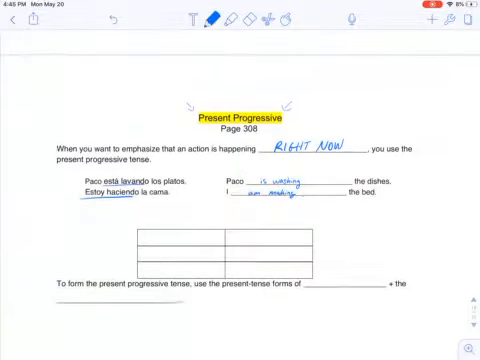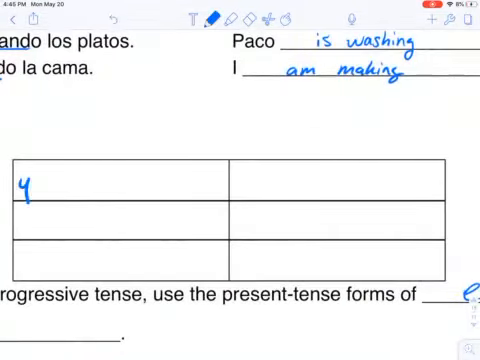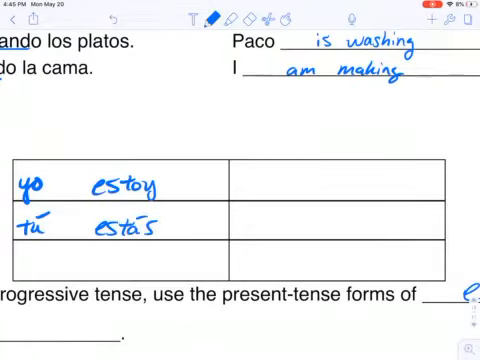So in order to form the present progressive tense, you use the present tense forms of the verb estar. So let's conjugate that verb together. For the subject yo, estoy. For the subject tú, estás. For the subjects él, ella, and usted, he, she, and formal you, está.